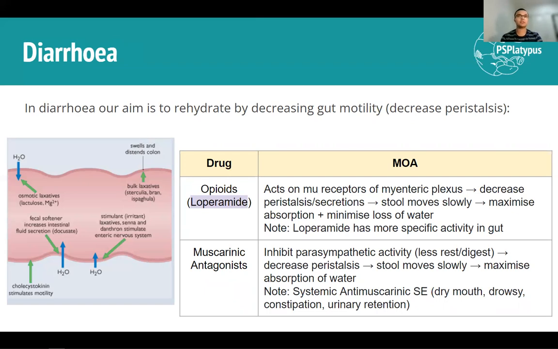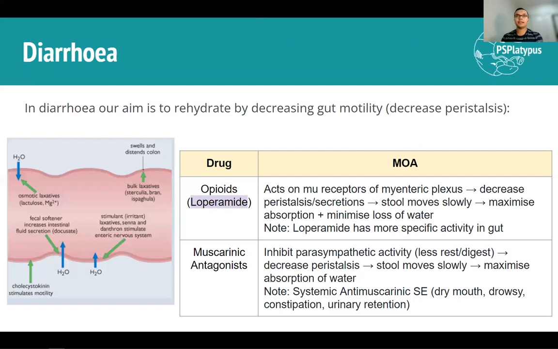An example of that is loperamide. Opioids, if you remember, generally do cause constipation, but loperamide is more specific for the gut. The way that it works is that it acts on mu receptors of the myenteric plexus. It decreases the peristalsis and secretions through this, and so the stool moves more slowly. It has more of its water absorbed, and therefore you're minimizing the loss of water and you're rehydrating the patient. So that's very effective as well. And again, you have to know loperamide as your core drug.